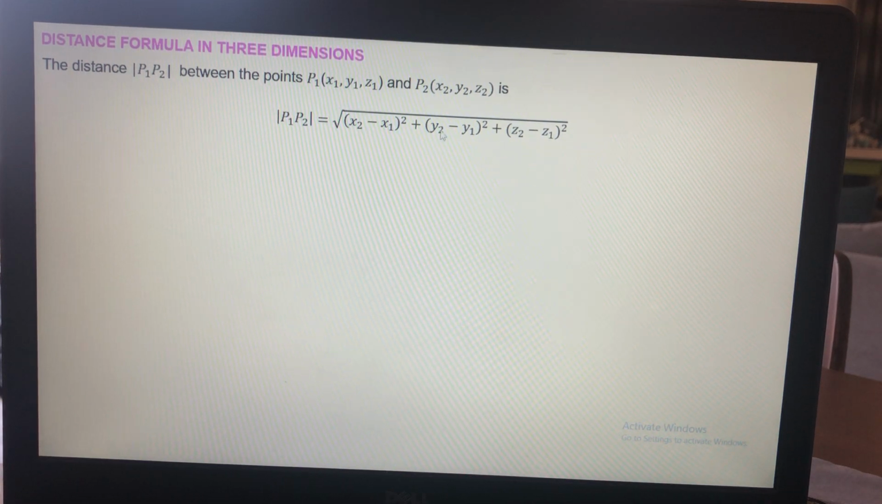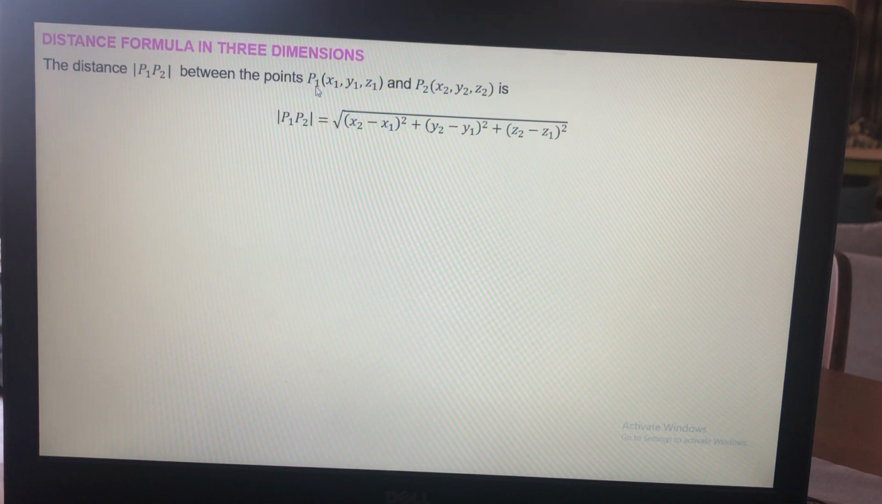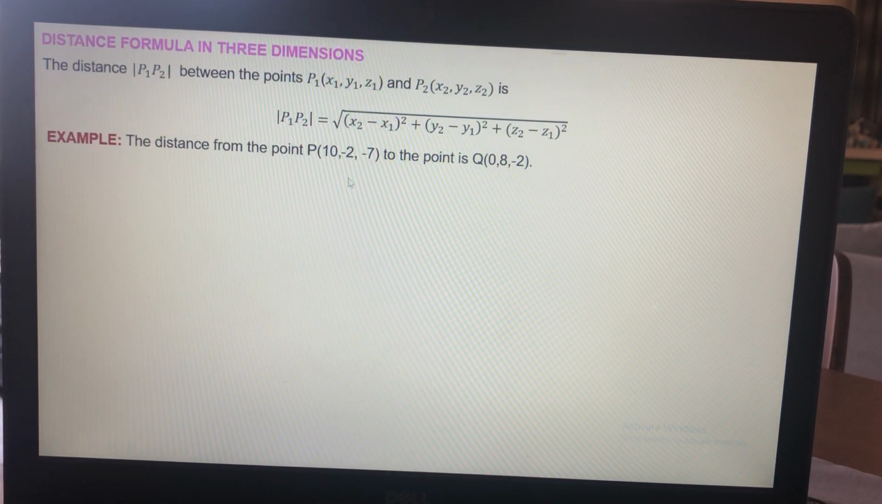And exactly the same thing for the three-dimensional space. You need to take the differences, take the squares, and then put them into the square root to be able to find the distance between the points P1 and P2. Okay, let's look at it in an example.